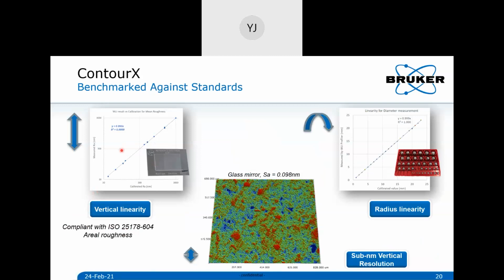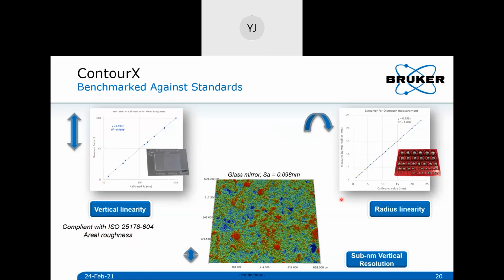When we talk about the ContourX, and we talked a lot about this repeatability, the resolution, etc., it's important that we benchmark these against the standards, right? So we benchmark it against a couple of different standards. One is the roughness standards, for example, and you can see the calibrated data and the measured data are almost one to one, right? So you can see it's compliant with the ISO areal roughness measurement standards.